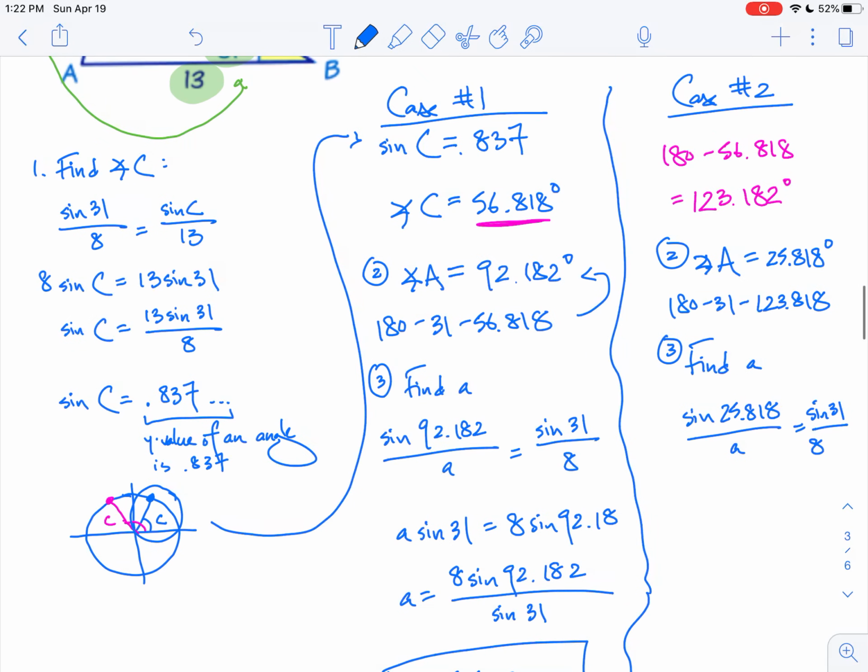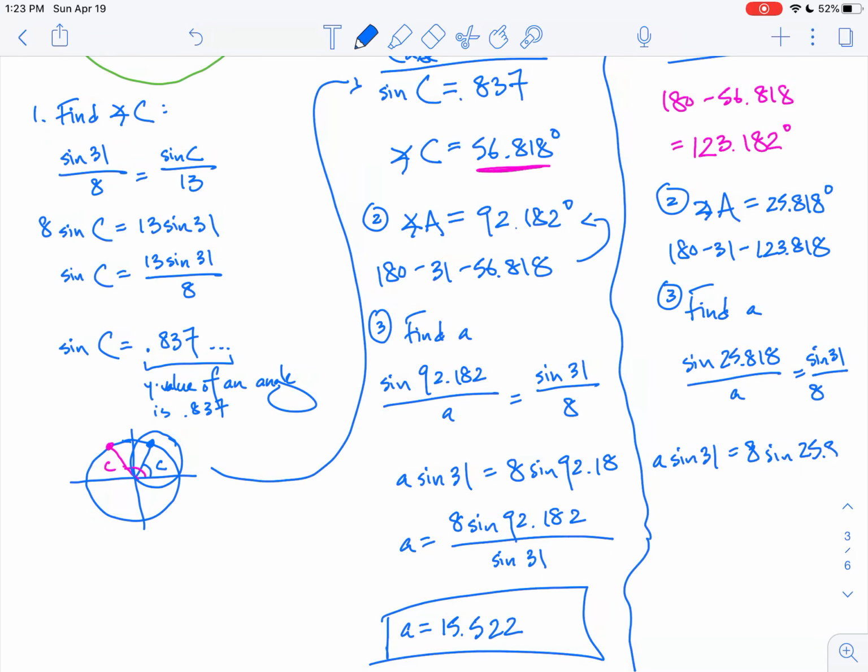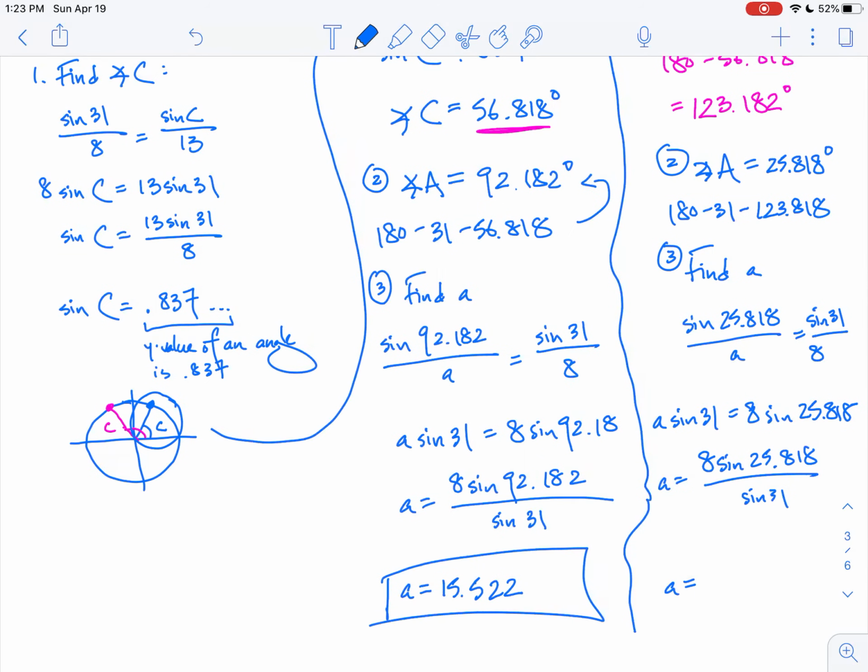Okay. So now we're going to do the same thing. We're going to cross multiply. So I get a sine 31 equals 8 sine of that 25.818. All right, I'm going to do the same thing. I'm going to divide by sine 31. And this time when I calculate that out, I get 6.765 for my little a.